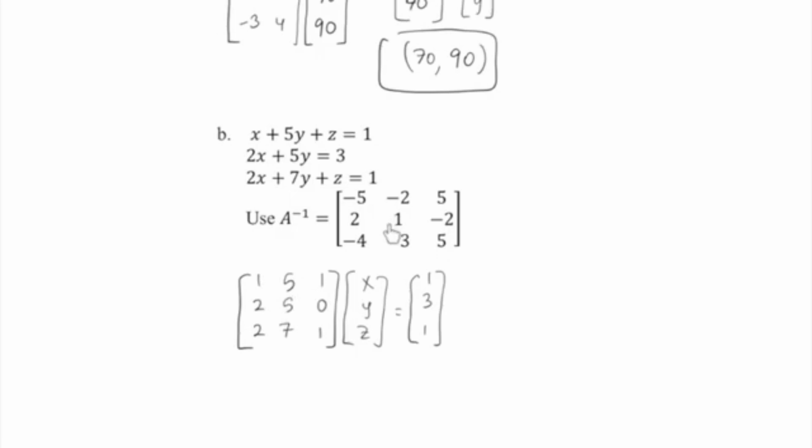We also have to multiply this inverse on the left side over here. And that's what we need to show in this problem: this matrix multiplied by this matrix, which is going to give us the values of x, y, and z.